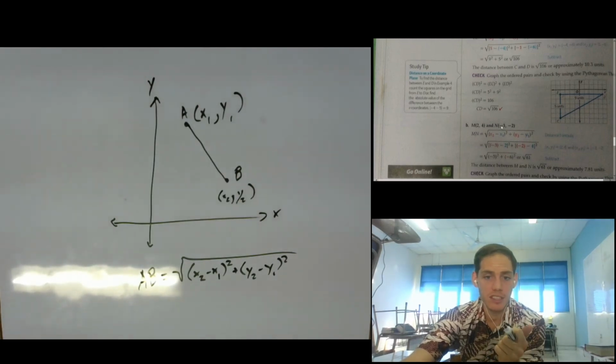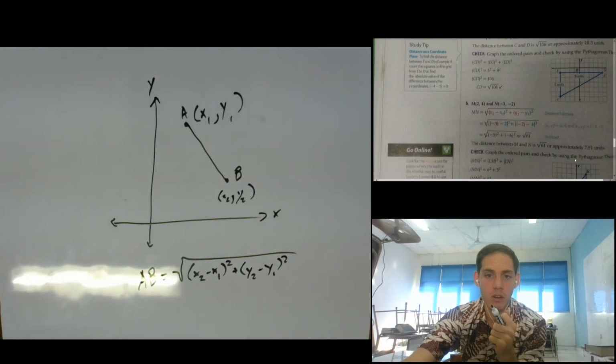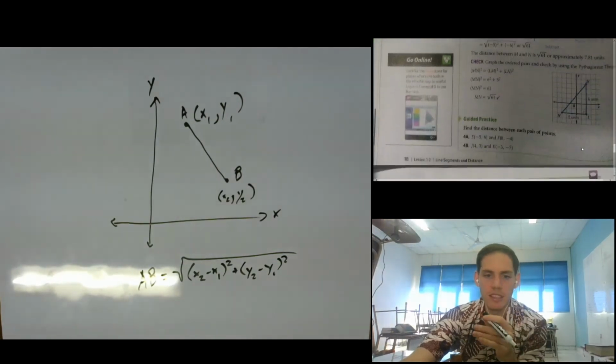In this case, this is -3 minus 2 squared, which will give us -5 squared. And then -2 minus 4, which is -6. -5 squared is 25, plus 36 is 61. And they give us an approximate. Now, again, why is it in the hundredths? It's not necessary.